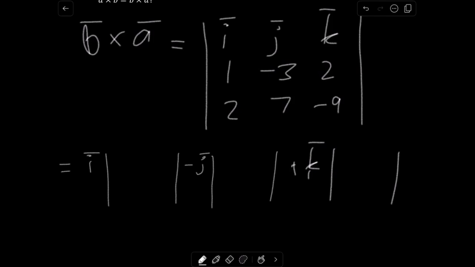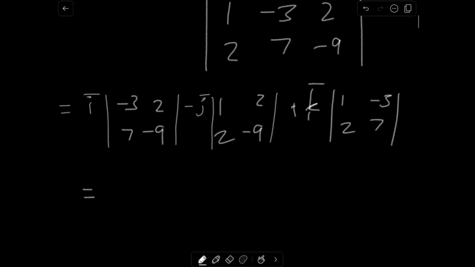So again, it's plus 1 times i, that's just going to be i, and then the determinant of the submatrix, that's going to be minus 3, minus 9, 2, and 7. Then we have that minus j again, a part of cofactor expansion. Submatrix is 1, minus 9, 2, and 2. Then we have plus positive k, submatrix is 1, minus 3, 2, and 7.